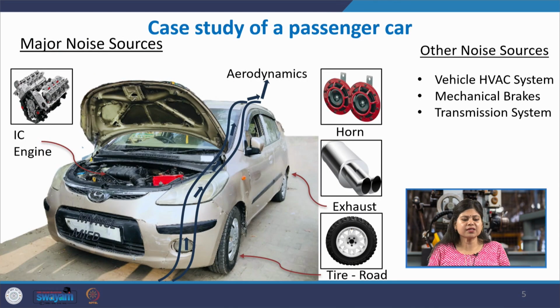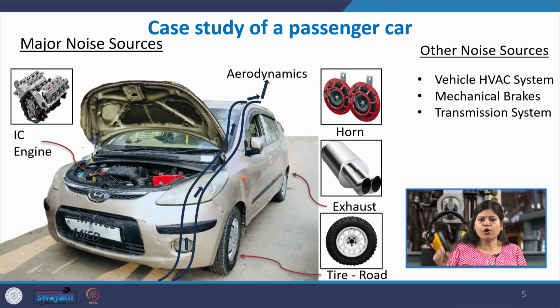So, the very first case study is of a passenger car. You can see this is a passenger car. Now, what are the common noise sources in this kind of passenger car? Obviously, if you open the bonnet, you can see the engine operating. The internal combustion engine is a major noise source, and as we have seen before, engine noise is kind of a low frequency tone with higher harmonics.